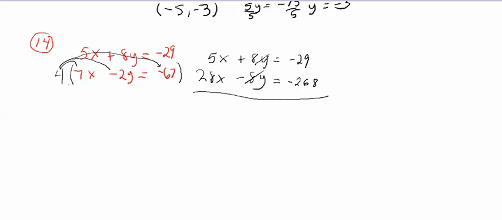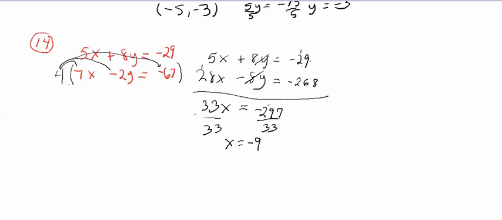So 8, 9, 10, 11, 12, 13. Carry the one, I got 33 x's. And I'm going to add these together. And I've got 297. And it's negative. There's 17. Carry the 1. 6, 7, 8, 9. 297. Divide that by 3. 33. Divide this by 33. And my x is going to be equal to -9.